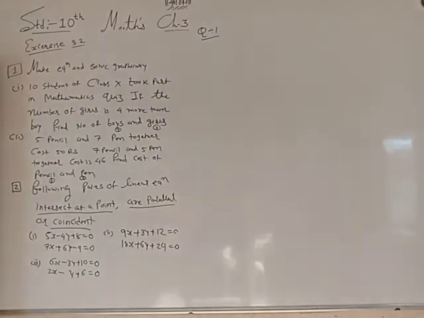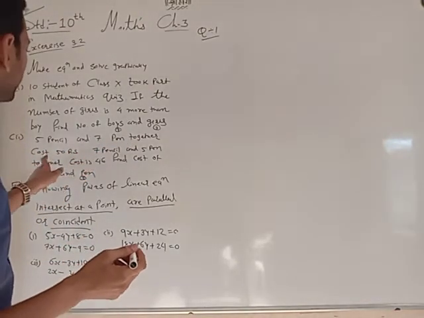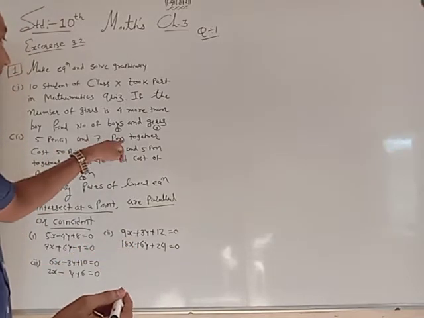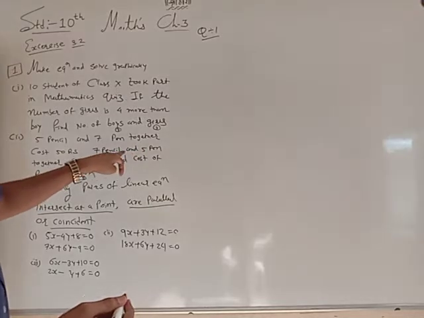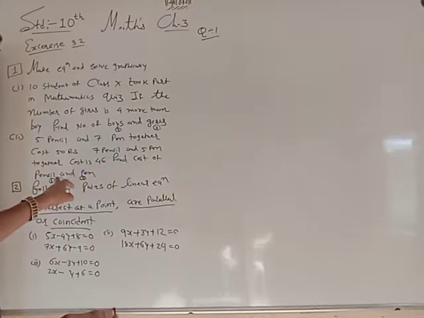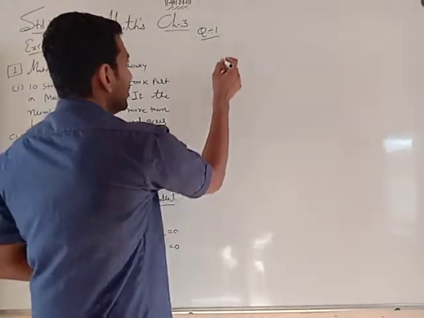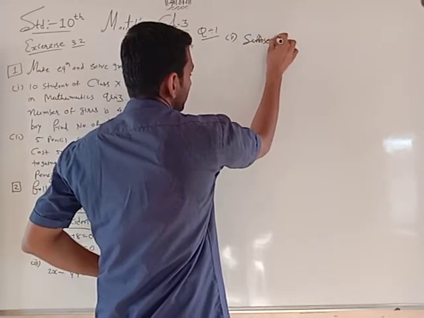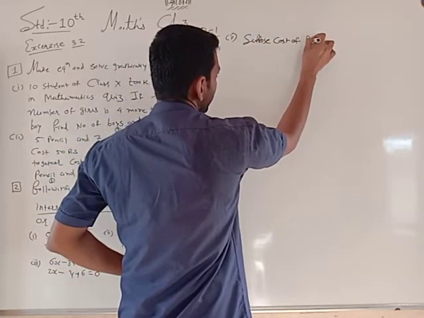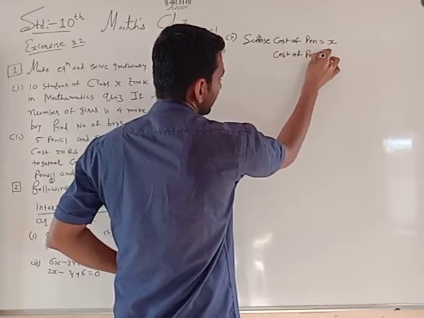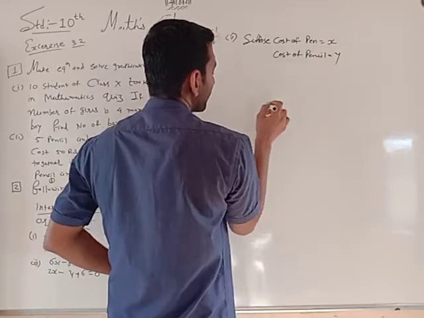On the second sum: 5 pencils and 7 pens together cost 50 rupees. In the second scenario, 7 pencils and 5 pens together cost 46 rupees. Find the cost of a pencil and a pen. So, second sum, suppose the cost of a pen is x and the cost of a pencil is y.